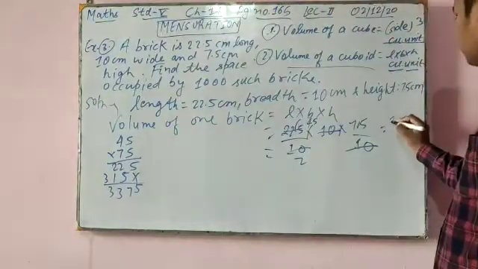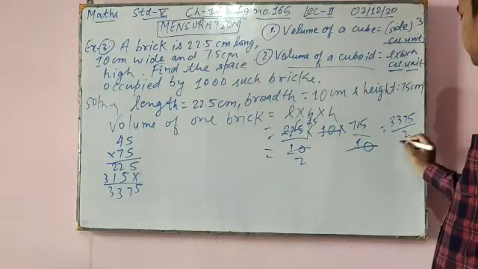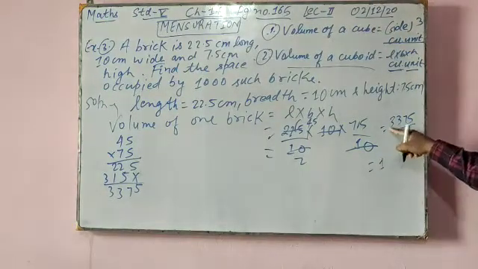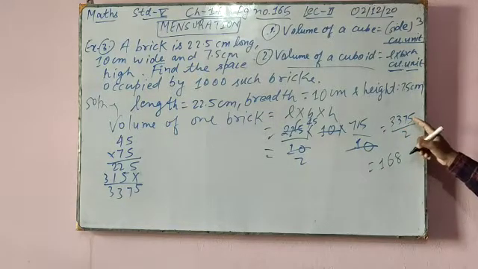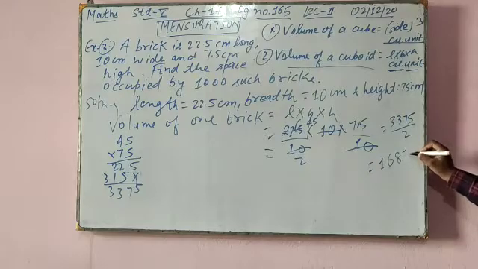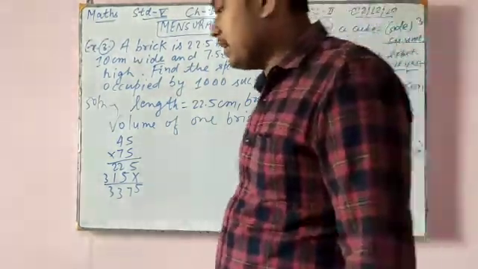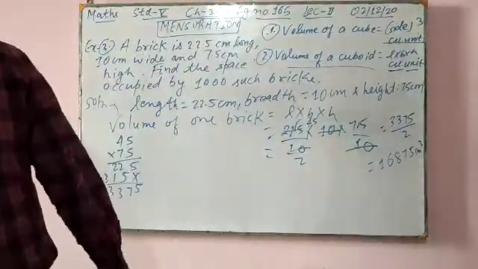So 3 3 7 5 by 2. So 2 times 1 is 2, 1 3, 2 times 6 is 12, 1 7, 2 times 8 is 16, 1 5, 2 times 7 is 14, 1 0. So this will be 1687.5 centimeter cube.